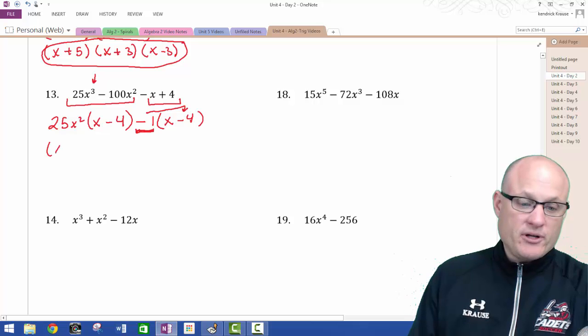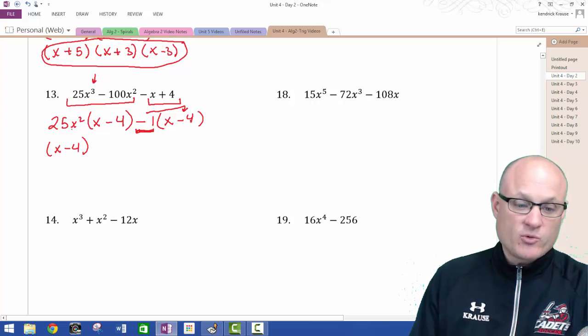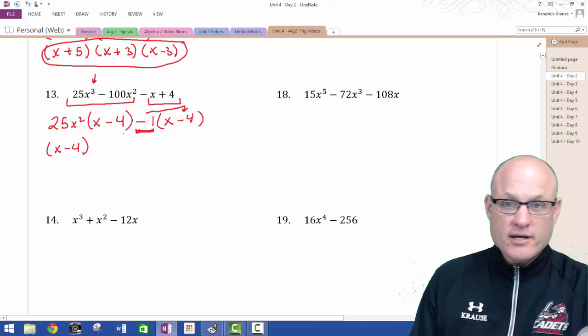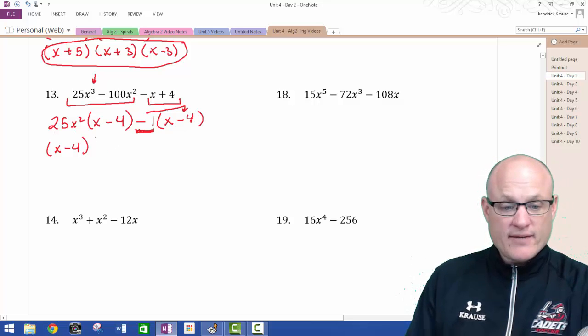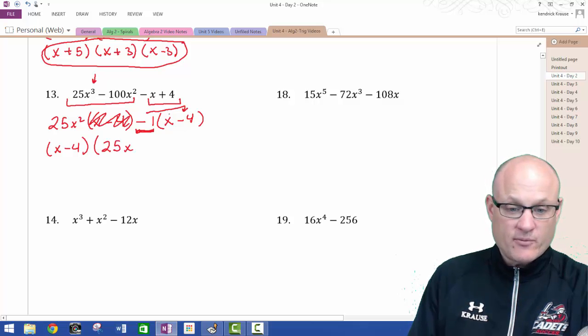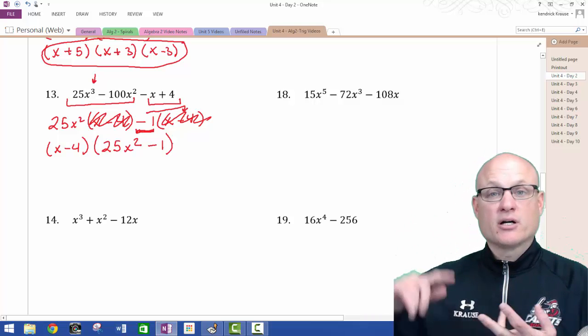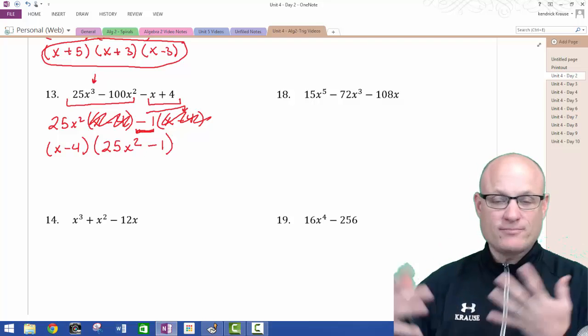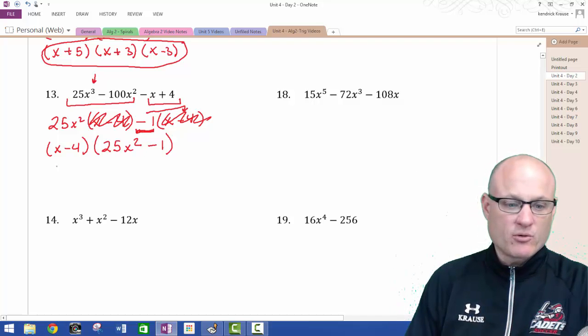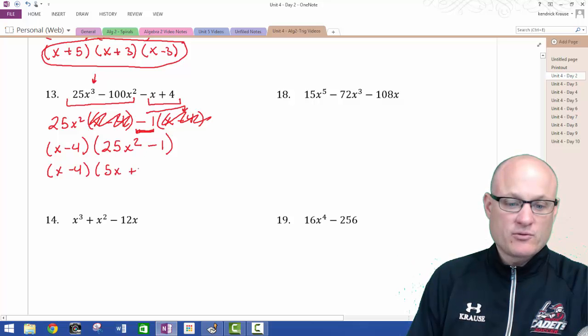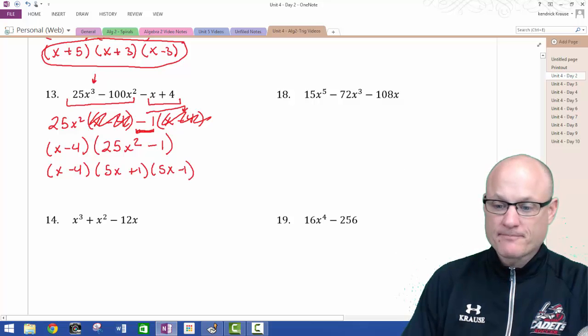Now, here's another opportunity for those of you that see it. Do you see 25x squared as a perfect square? And 1 as a perfect square? So once again, that's the difference of perfect squares. Now, for those of you who don't see it, let me write it out. Remember, we're factoring out the GCF from these two. So what's left over is 25x squared minus 1. Well, 25 is a perfect square. X squared is a perfect square. 1's a perfect square. We have subtraction. What's that? We have the difference of perfect squares. I'm going to write that up. X minus 4, 5x plus 1, 5x minus 1. Okay, moving on.